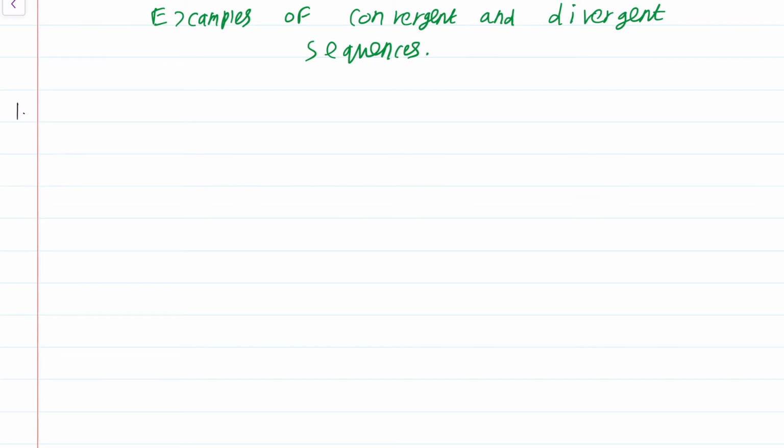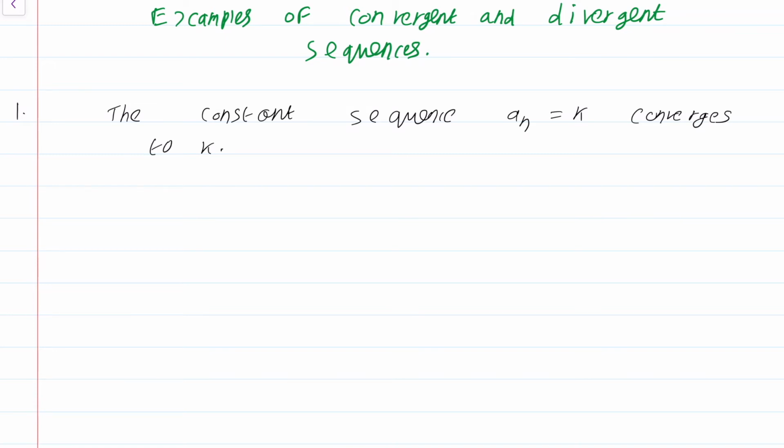The constant sequence a_n equal to k converges to k. Well, there is really nothing to prove. For the choice of N(epsilon), you can choose any natural number. This will work. The second one we have already seen: 1 by n converges to 0. This is an example that we saw in some detail.